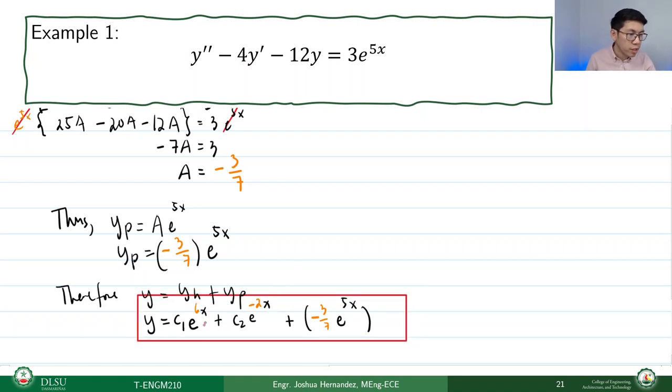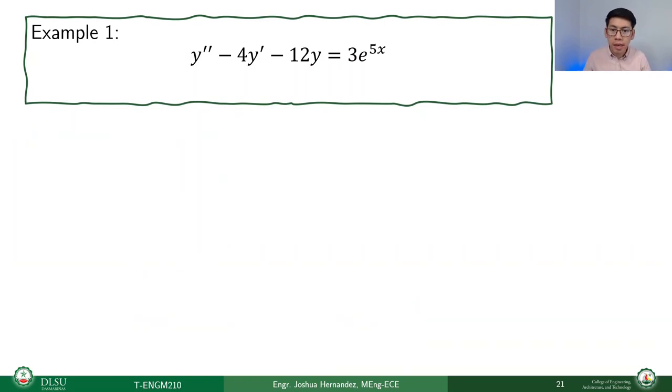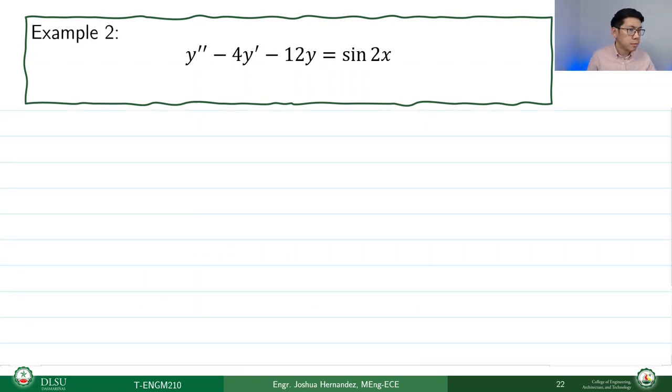Y equals C sub 1 e raised to 6x plus C sub 2 e raised to negative 2x plus negative 3 over 7 e raised to 5x. All right. So, next example. So, solution.